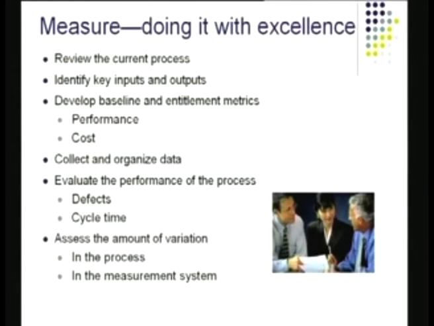Review the current process. This is something that you'll have to do by doing some flow charting and so on. Identify the key inputs and output. This also is something that you'll have to do without too much delay. Develop baseline and the entitlement matrix. This is like for performance and cost. There are certain entitlement matrix. These basically say that unless I have this baseline achieved or reached, I'll really not have business.